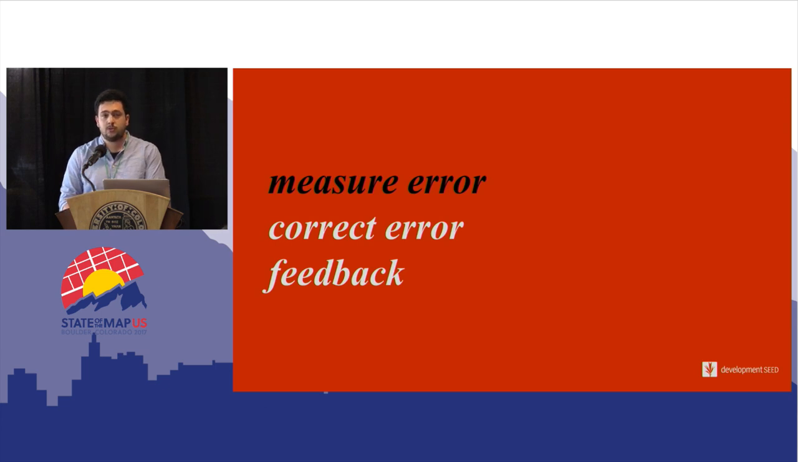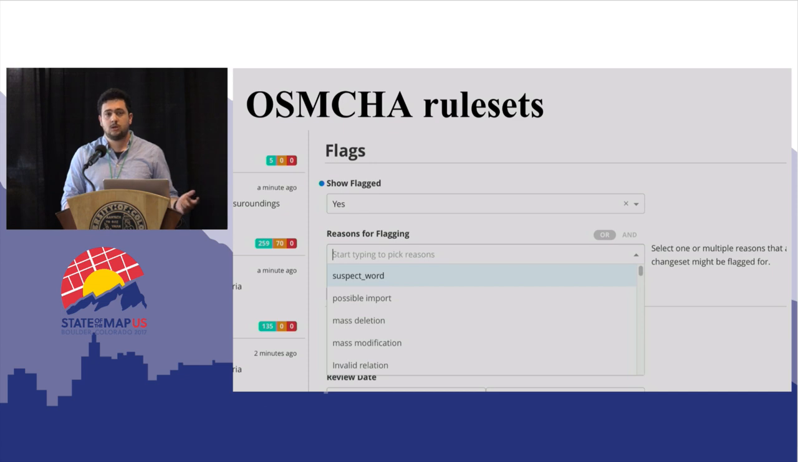So in measuring error, we already have tools in the community. We have OSMCha, and the OSMCha developers were here. They made a great changeset analyzer. It can look for vandalism like Pokemon Go edits per changeset and flag them.